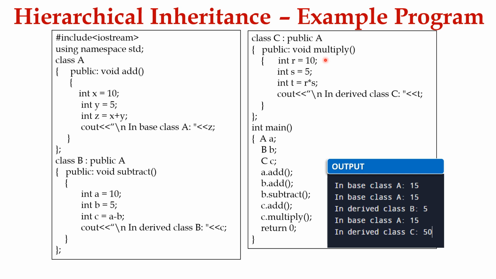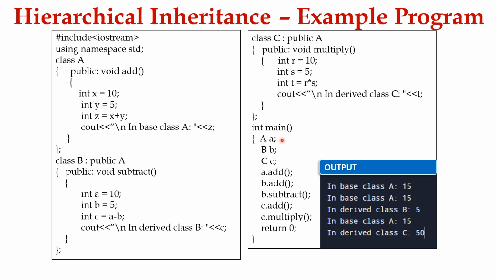Class C defines the member function multiply, and we have declared the variable r of integer data type and assigned with value 10, variable s of integer data type and assigned with value 5, variable t of integer data type and assigned with the expression r into s. Using the cout statement, we have displayed the value of t to the user.